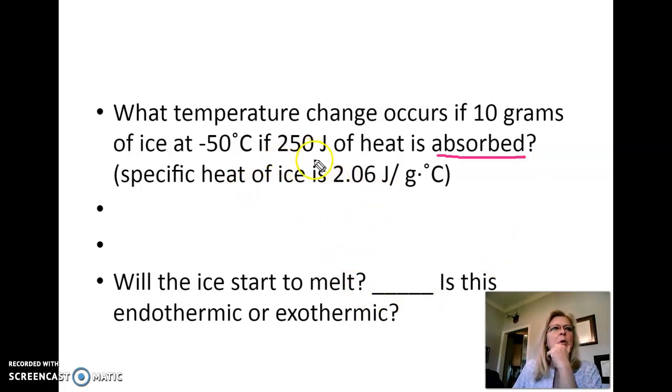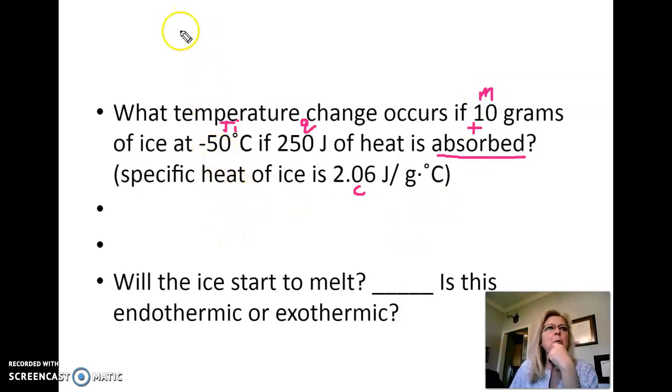That's important, and we're told joules. So now we want to know grams. So 250 joules means that's Q. And we know this is an initial temperature, Ti. And we know heat is being absorbed, so we know Q is going to come out positive. And we know the specific heat, so that's our C. Now, look at that. I missed something. We also have 10 grams of ice. So we just need to know what temperature change occurs.